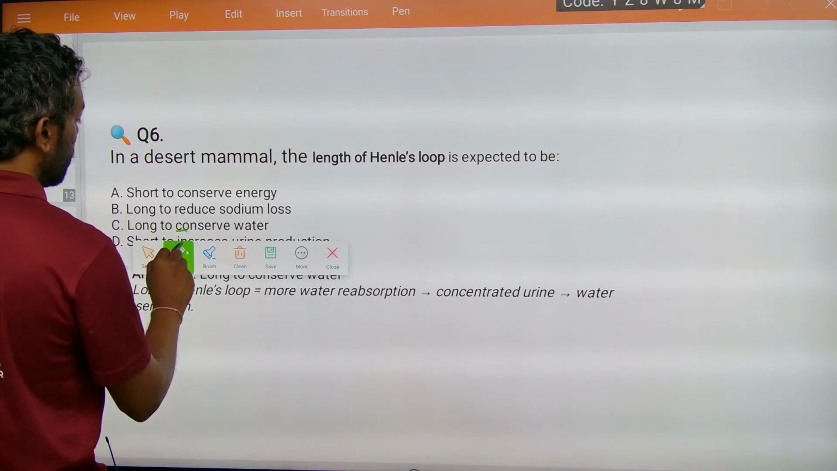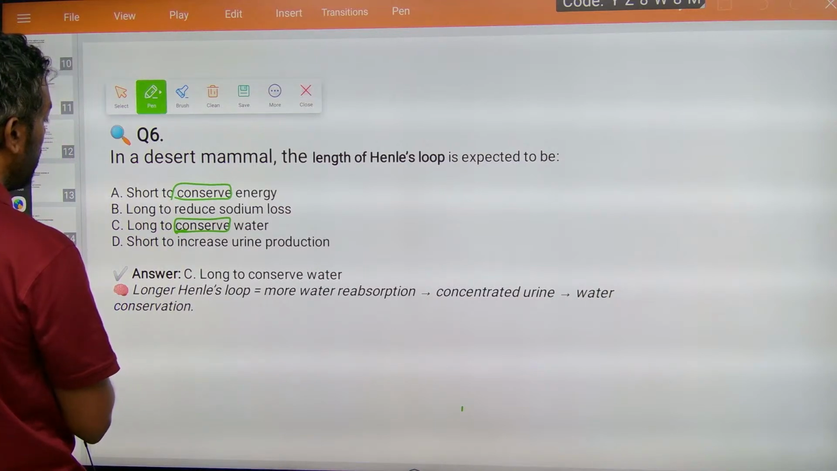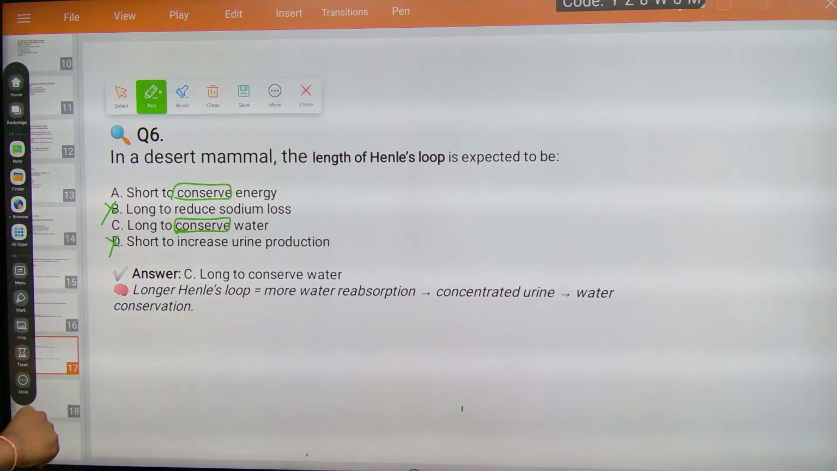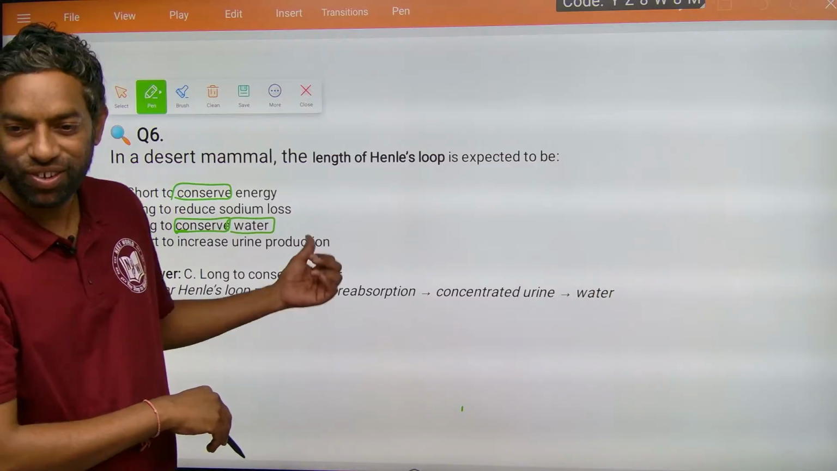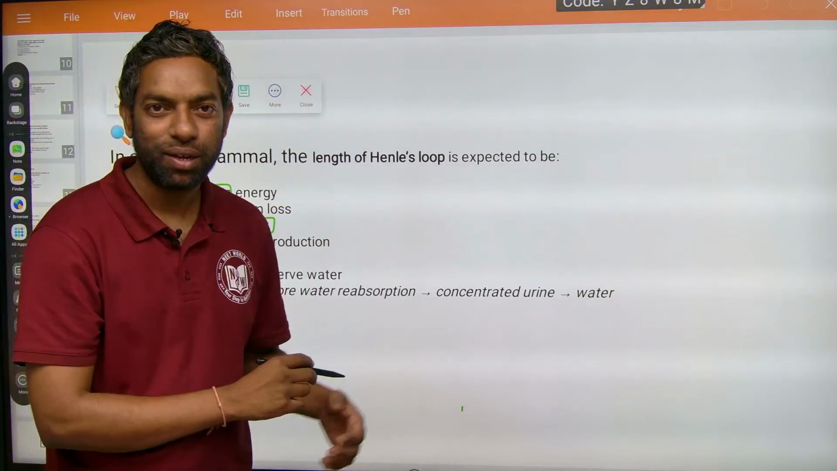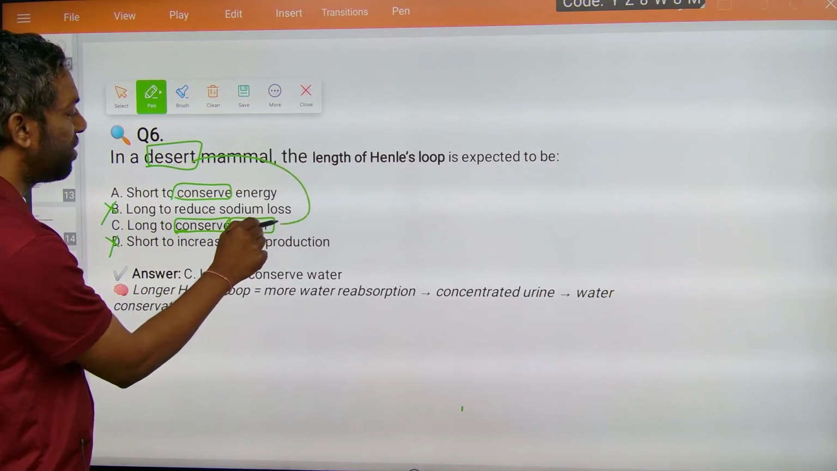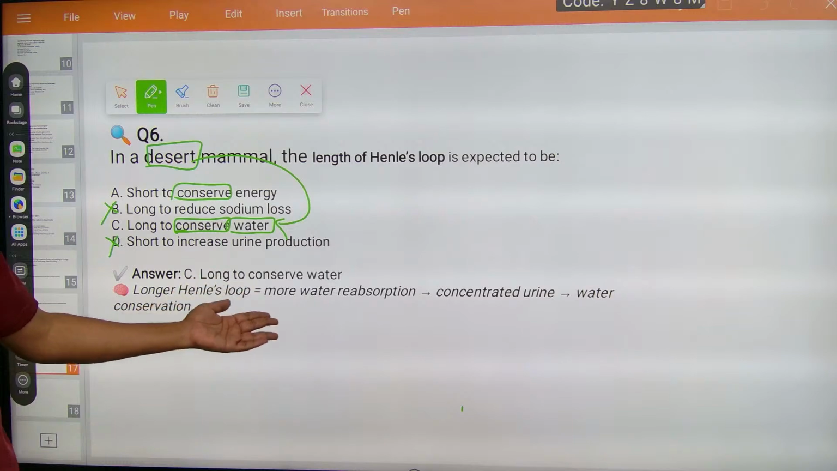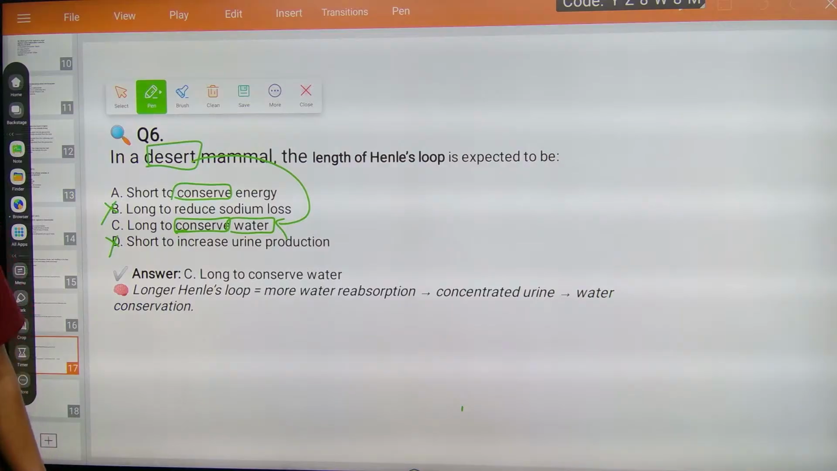Desert animal means conserve is the option. You have to easily eliminate the others. Short to conserve energy, long to conserve water. Water scarcity is there, right? So it is purely logic and thinking. It is long. A longer Henle loop means more water reabsorption, concentrated urine is produced, and water conservation takes place.